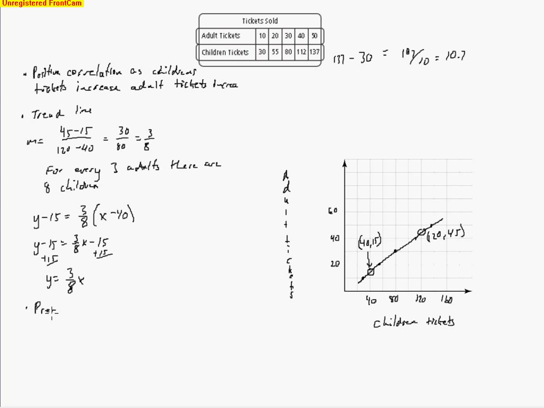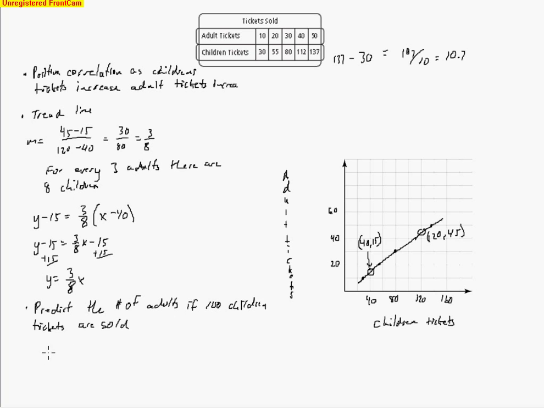So let's predict the number of adults if 100 children tickets are sold. So this would be an interpolation because it's in between. It's something that we've got some data in between. The last one we had was extrapolation because we end up going outside the data range that we had.